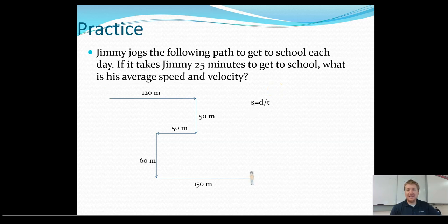We've got our speed, which is distance divided by time. In this case, speed is a scalar quantity, so for his distance we just care about the total amount. So we've got 120 plus 50 plus 50 plus 60 plus another 150. We'll just add all of those up. Then we divide that by our time, which in this case we could just do 25, and we could say our distance was meters per minute.